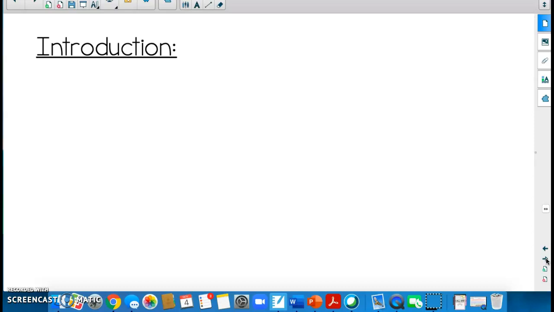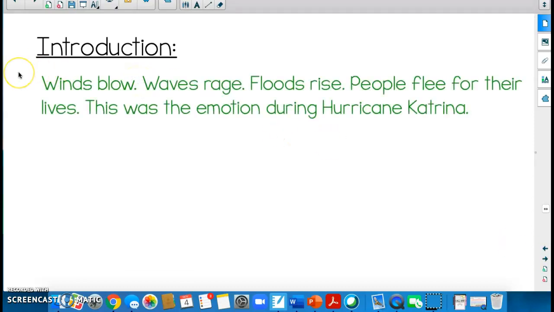So for my introduction, I said that I was going to start with a dramatic picture. So this is what I chose to start with. Winds blow, waves rage, floods rise. People flee for their lives. This was the emotion during Hurricane Katrina. Now I started with this because it was a dramatic picture that my reader could put in their minds, and they've automatically been hooked. And they're like, oh my gosh, that sounds intense. I want to keep reading. And I've also told them that we're talking about Hurricane Katrina. So I've hooked their attention.